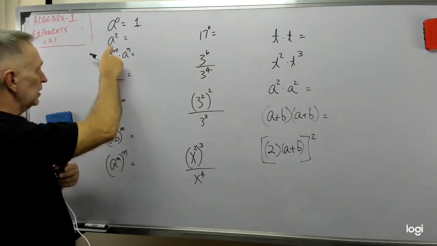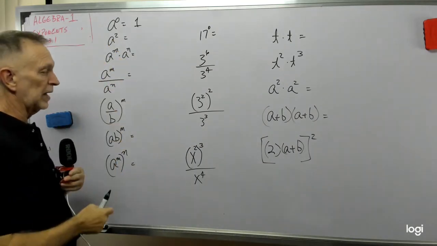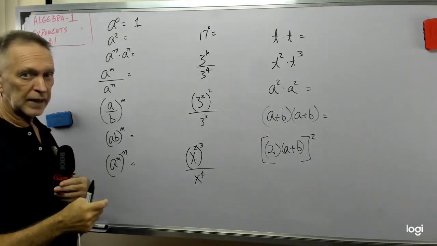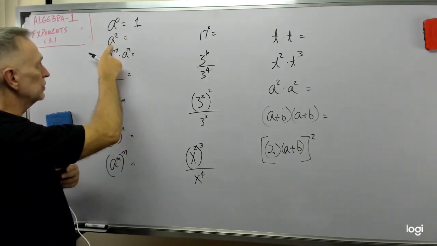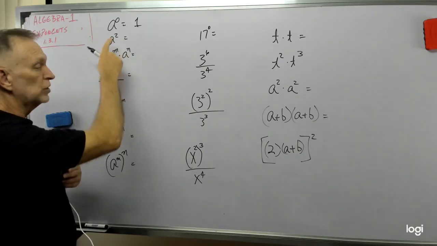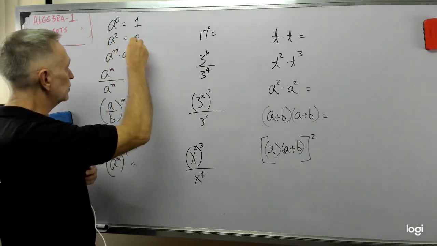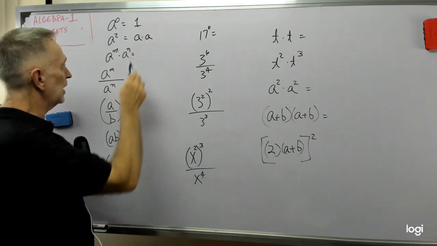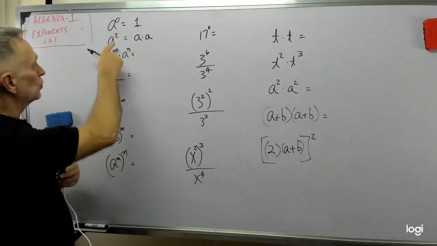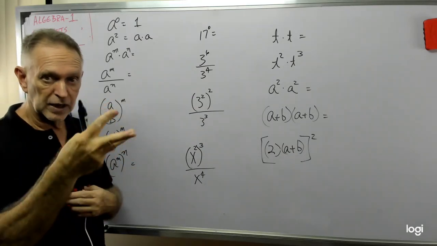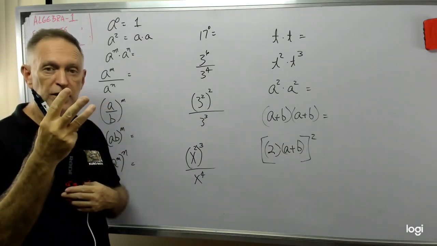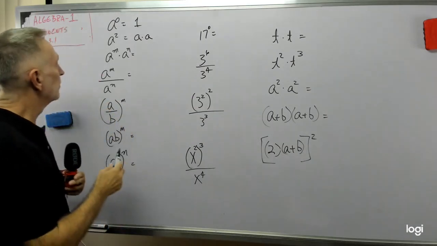In this case, I'm showing a to the 2nd power. What does that mean? It means a, whatever this number is, times itself 2 times. So in this case, this would be a times a. If this were a to the 3rd power, it would be a times a times a. A times itself 3 times.